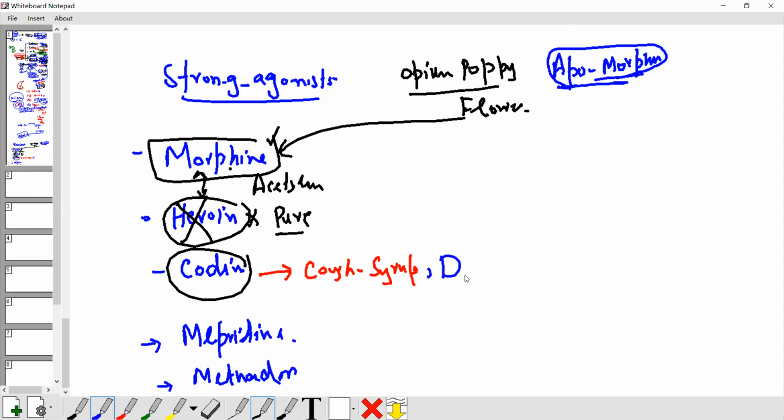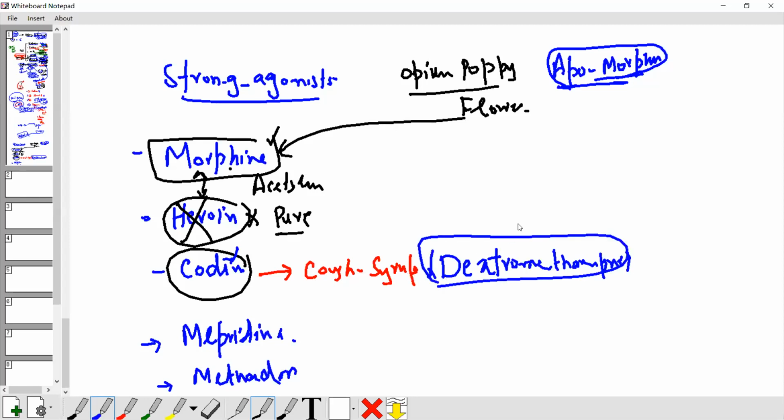If you have any cough syrup, you must read its composition. You can find codeine, and you can also find dextromethorphan. Dextromethorphan is also an opioid present in cough syrup. Understand? Dextromethorphan and codeine. Codeine we use as an antitussive. It's not used for pain purposes. We use it in cough syrup just to suppress the cough.